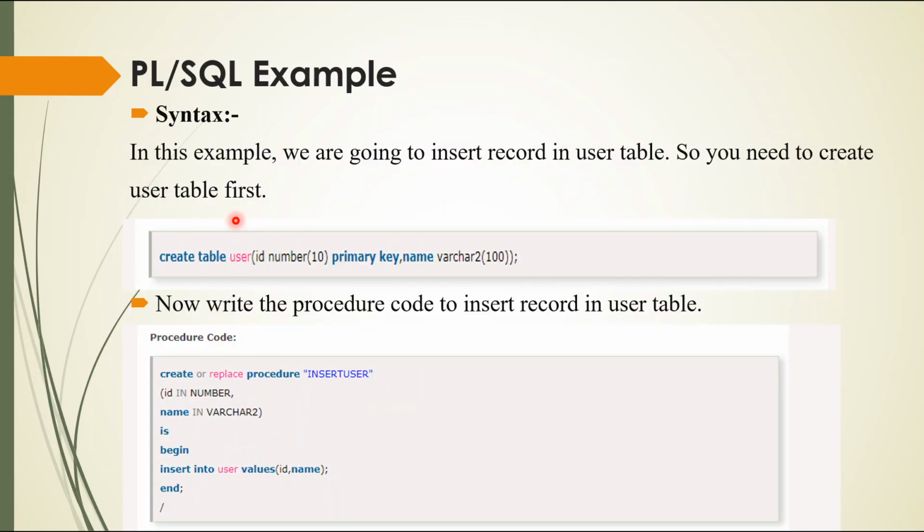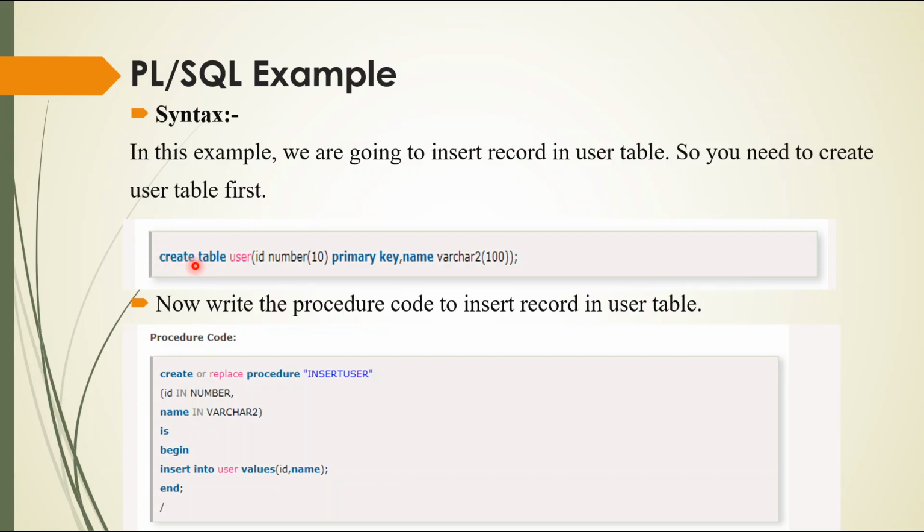Now here we have to insert the data in the table. Okay, so in this example we are going to insert a record in the user table. So you need to create a user table first. Okay, so we have to create a table named user. So first of all we have to write the query of create table.